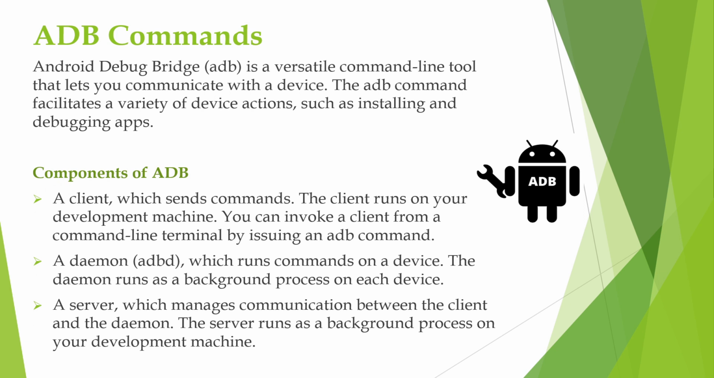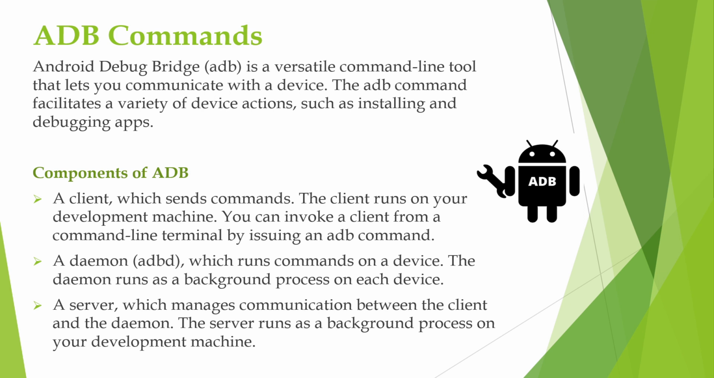Next, we'll see the components of ADB. We have three components in ADB, that is ADB client, ADB daemon, and the ADB server. Now we'll see about the ADB client. The ADB client is a part of ADB that runs on your development machine. You can send the commands from the client to the ADB daemon on the device.